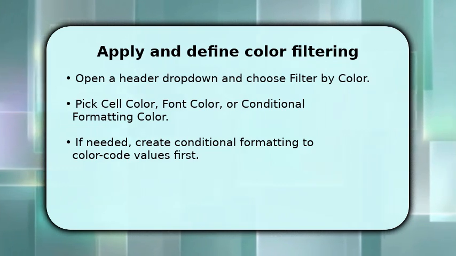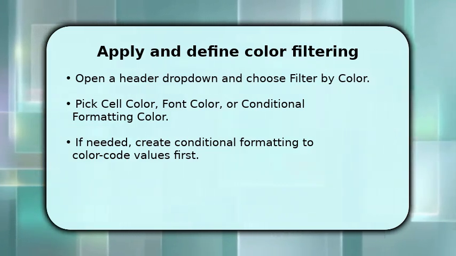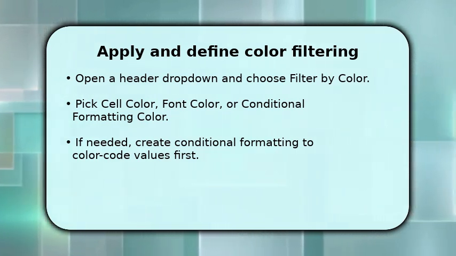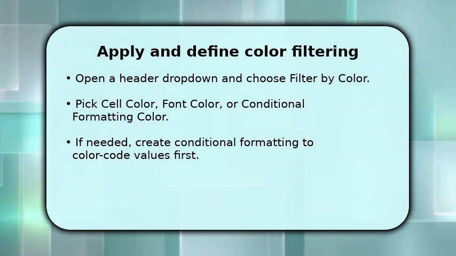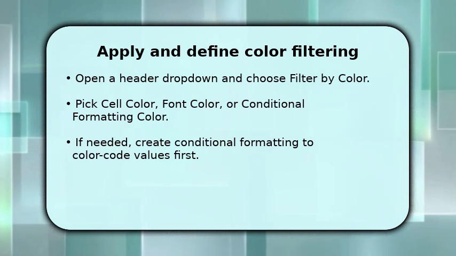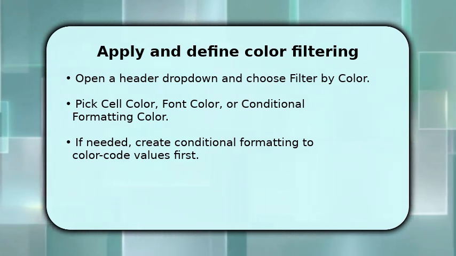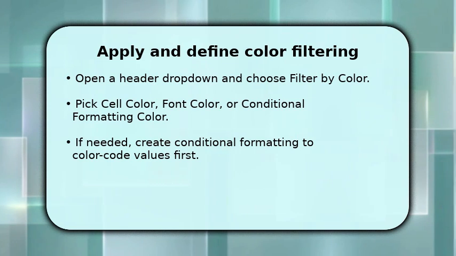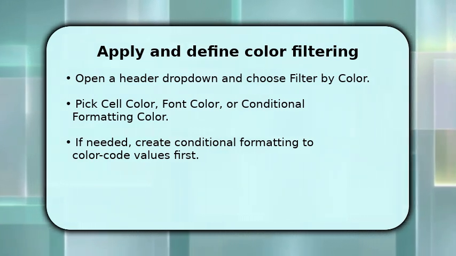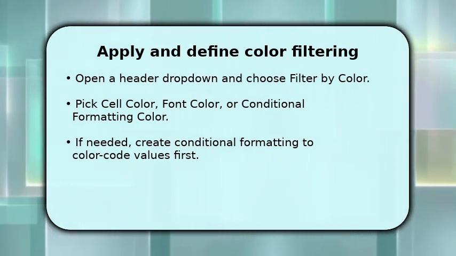Choose Filter by Color, then select whether you want to filter by cell color, font color, or a conditional formatting color. This is how Excel distinguishes visual cues. If your colors are from rules, ensure conditional formatting is applied first, then its colors appear in the same list. Once you pick the color, Excel shows only rows matching that color. This isolates visually coded data for review or export.